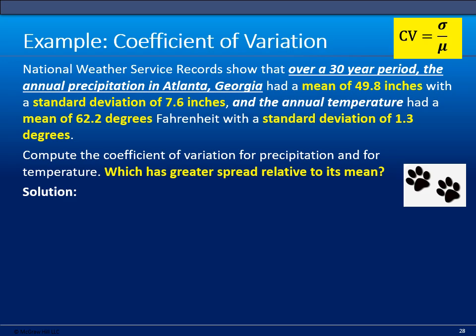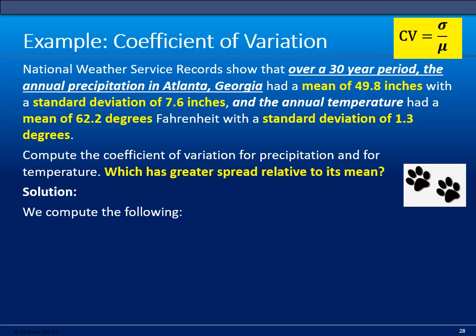National Weather Service records show that over a 30-year period, the annual precipitation in Atlanta, Georgia, had a mean of 49.8 inches with a standard deviation of 7.6, and the annual temperature had a mean of 62.2 degrees with a standard deviation of 1.3. First, calculate the coefficient of variation for both precipitation and temperature, then figure out which has the greater spread, and then see if you can figure out what this means, common sense wise.